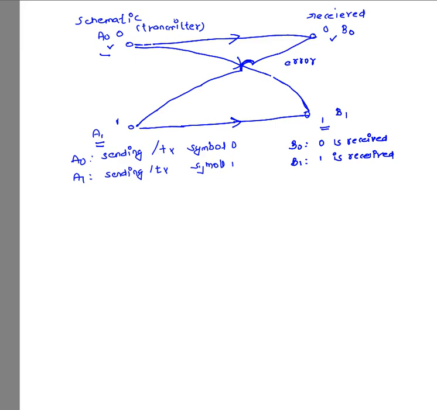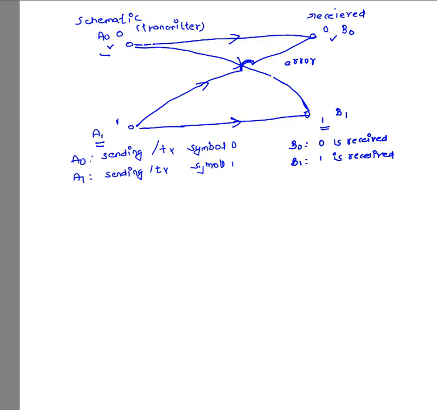This fourth line is joining two events. One is the transmission of 1 and reception of 0. Whenever I am saying a 1 is transmitted but 0 is received, it is implying that it is also an error because the transmitted and received symbols are different. The error happened because of something in the channel, and that something we know is noise, the addition of noise.